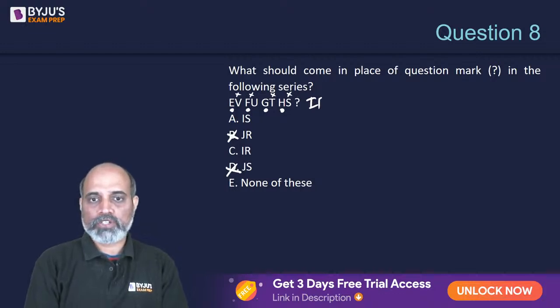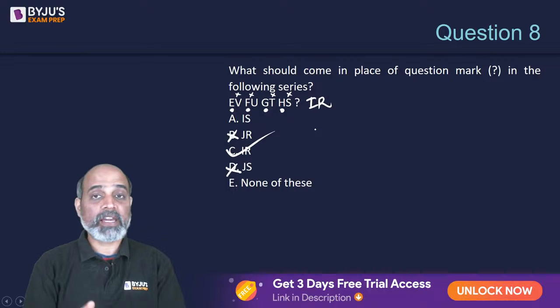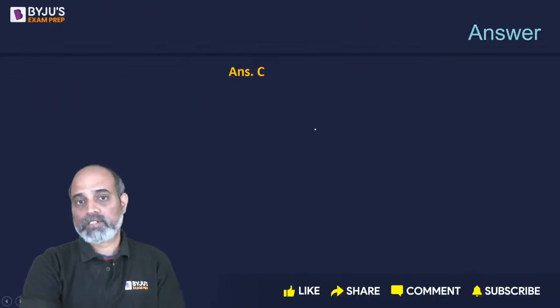RSTUV. So it should be R. So IR makes the most sense. So C is the answer.